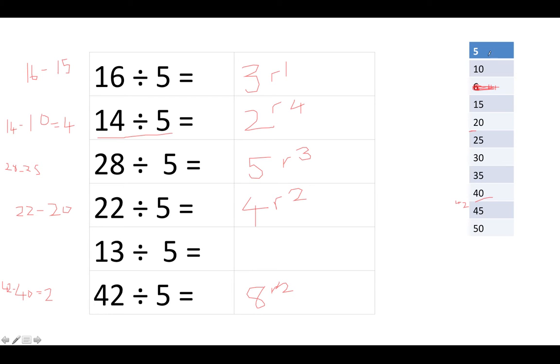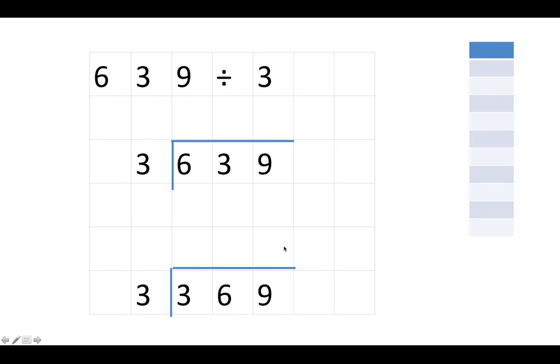13 divided by 5. 5, 10, 15 is too high, 13 is somewhere in between. So the highest I can go is 10, and 10 divided by 5 is 2, and 13 take away 10 is 3. Okay, so let's have a look at the next section.